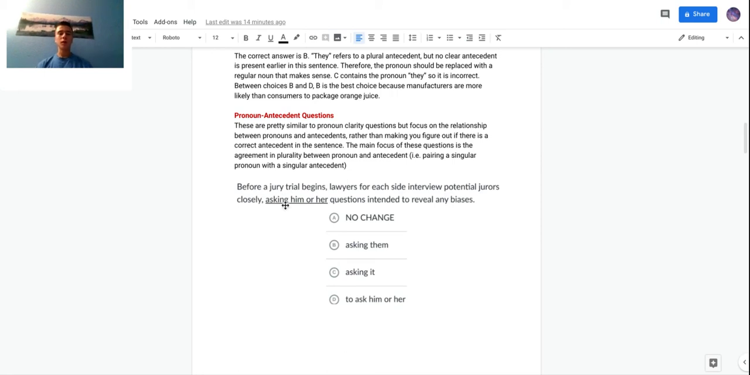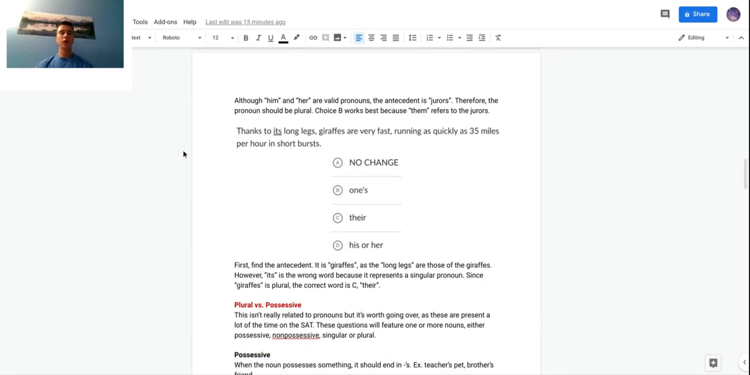But if we read this question, lawyers for each side interview potential jurors. If they interview the jurors, it says asking him or her questions. We can assume that him or her is supposed to refer to the jurors. However, there is not one juror, which would make sense if it was one, because that would be a singular antecedent combined with singular pronouns. However, jurors is a plural antecedent. Therefore, him or her should just be them. So B is the correct answer.